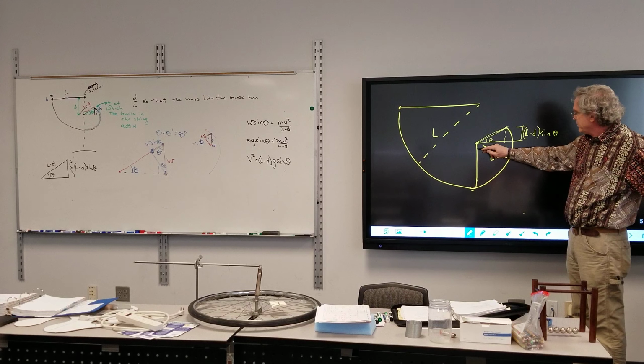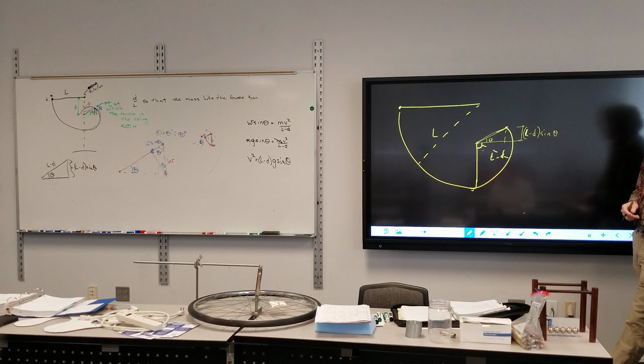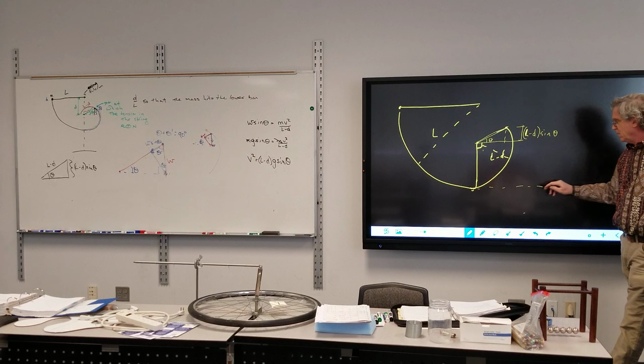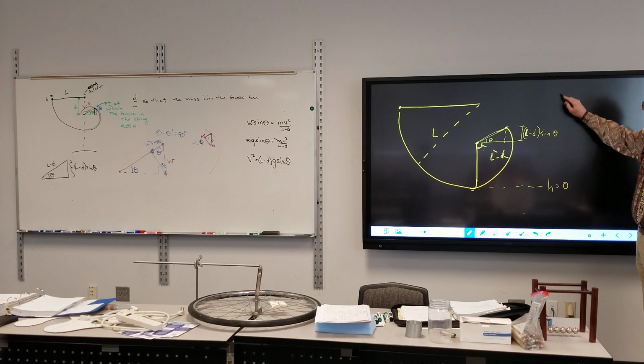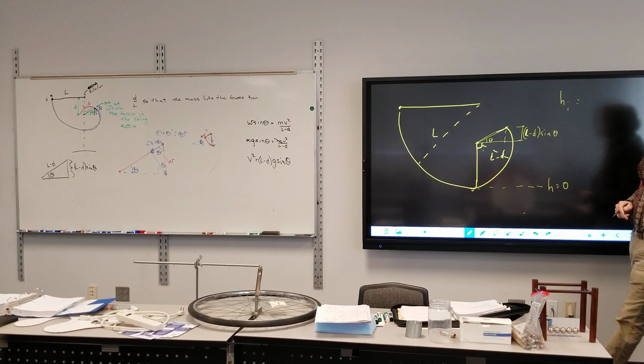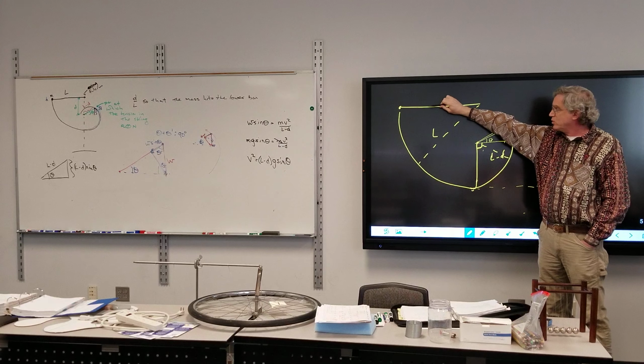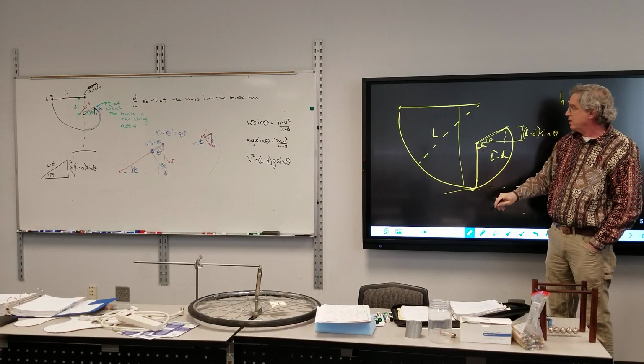Well, if we're going to do height, we need to figure out where h is equal to 0. Where do you want to make h equal to 0? Would it make sense for it to be at the bottom? Maybe. Alright. So h is equal to 0 there. So what is the initial height? It's L, the length of the string there, because the initial height is that distance right there, and that's just the length of the string.